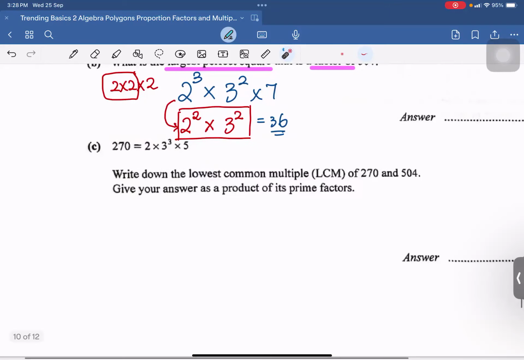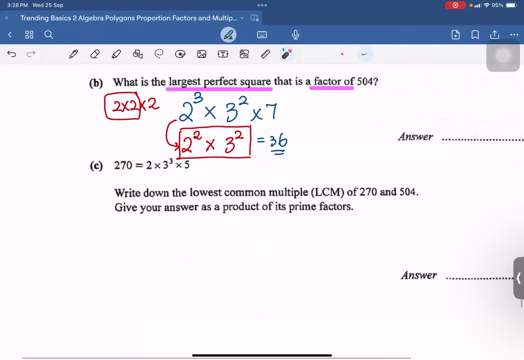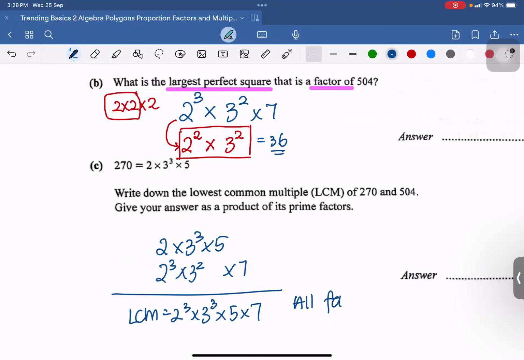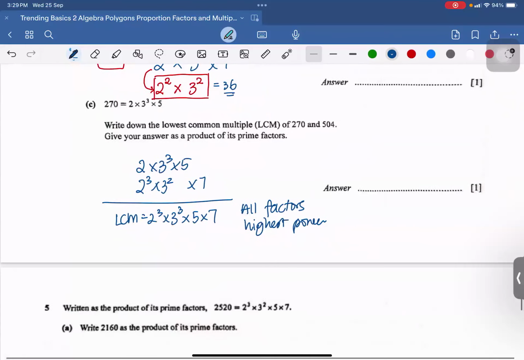Next one, write down the lowest common multiple of this and this as a product of prime factors. This one, I assume you know how to do. The other one was 2 cubed, 3 square, 7. They want the LCM. 2 cube, 3 cube, 5 and 7. Choose all factors, highest power. Okay, so this one most of you know, so I'm not going to spend too much time on this. Okay, next one.